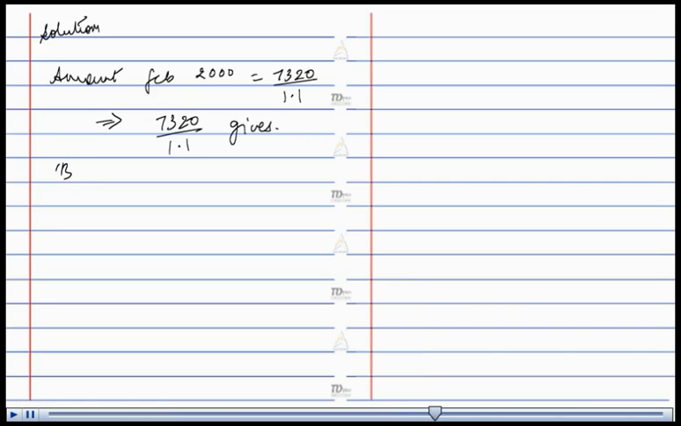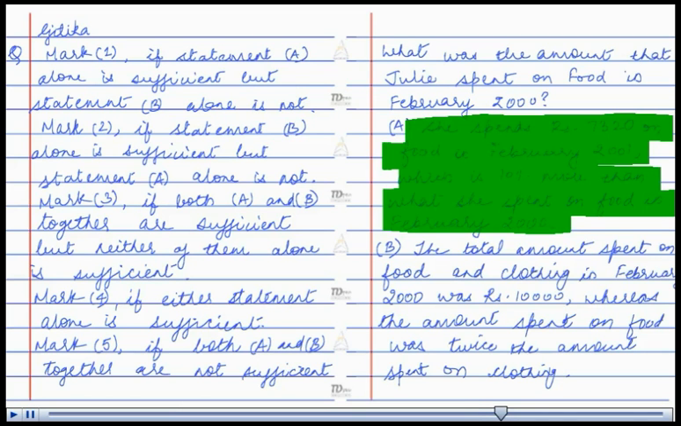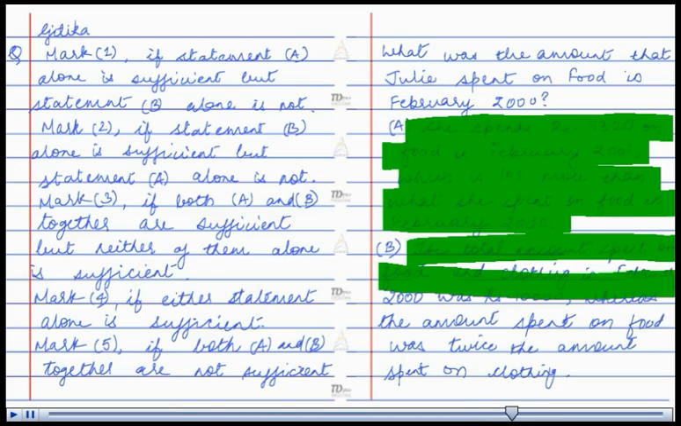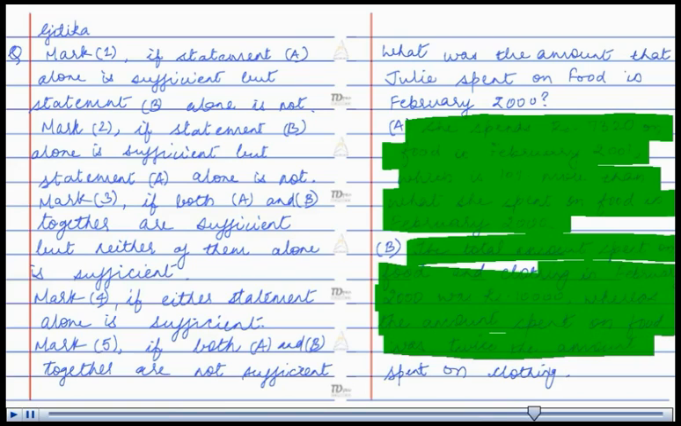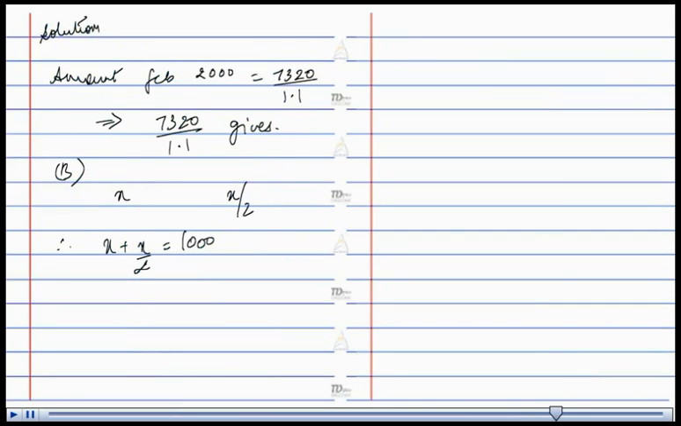Now, from statement B, which says, if X is the amount spent on food, then amount spent on clothing is X by 2. Now, we know that X plus X by 2 is equal to 10,000, as given in the statement B. From this equation, 3x by 2 is equal to 10,000, therefore x is equal to 20,000 by 3, which is the amount spent on food.